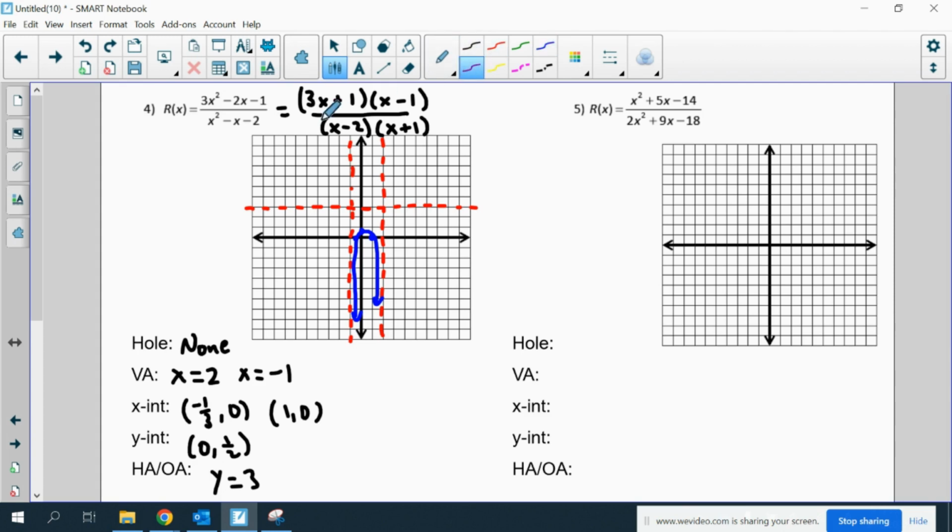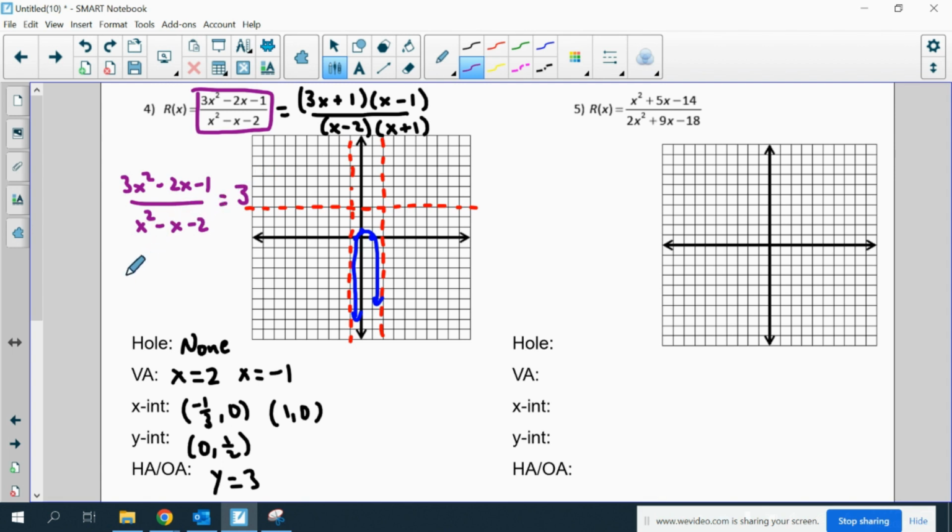The way that you can figure that out is by setting the function, so 3x squared minus 2x minus 1 over x squared minus x minus 2, equal to the horizontal asymptote and see if it actually works. So let's set it equal to 3. Is this function ever equal to 3?